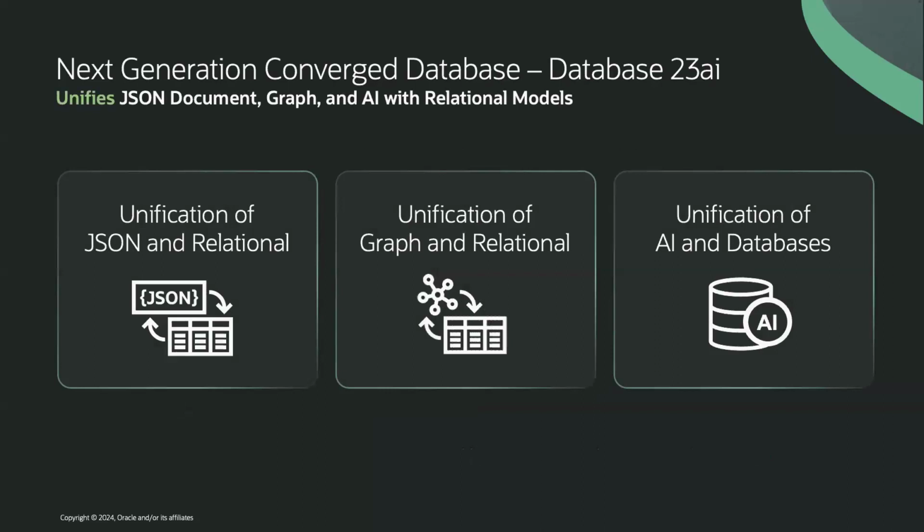Okay, so we have three key capabilities within the 23 AI. The first is what we call app dev, the second key capability is for mission critical systems, and the third one is for machine learning and generative AI use cases. So I'm going to start with the app dev part. For example, before 23 AI, Oracle supports JSON data type and also graph database. But with 23 AI, we unify the JSON document and graph with a relational model. What I mean by that, I will talk about in my subsequent slides.